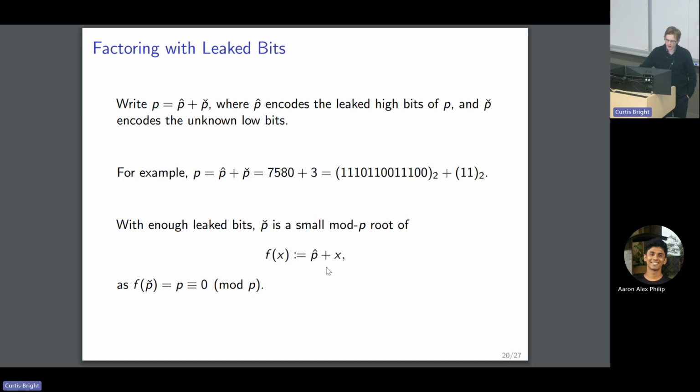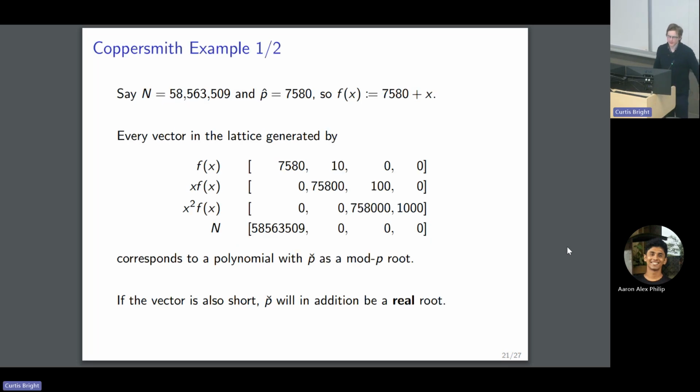Okay, so we want to find the low bits given the high bits. What you can do is set up a polynomial, P hat plus X, and X is a solution of this polynomial mod P. Because if you plug in X equal to 3, you get P itself, which is 0 mod P. And so what Coppersmith does is try to find roots of this polynomial F mod P. We don't know P, that's the hard part. But what he does is set up a lattice.